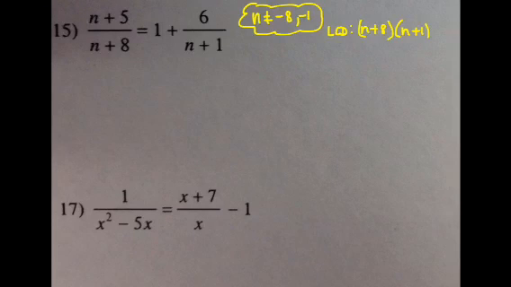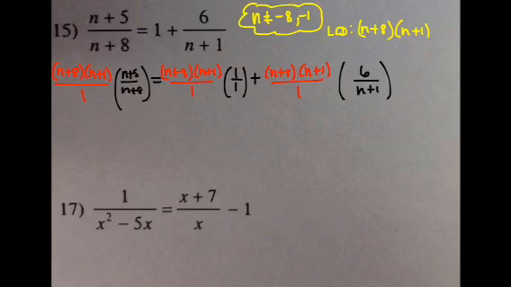For number 15, n cannot be negative 8 or negative 1. Again, we get that from the denominators. And then the LCD is just the product of these two, because they don't have anything in common, so we didn't have to do the little factoring, common factors. They don't have anything in common. So then you just multiply them together, and that's the LCD.